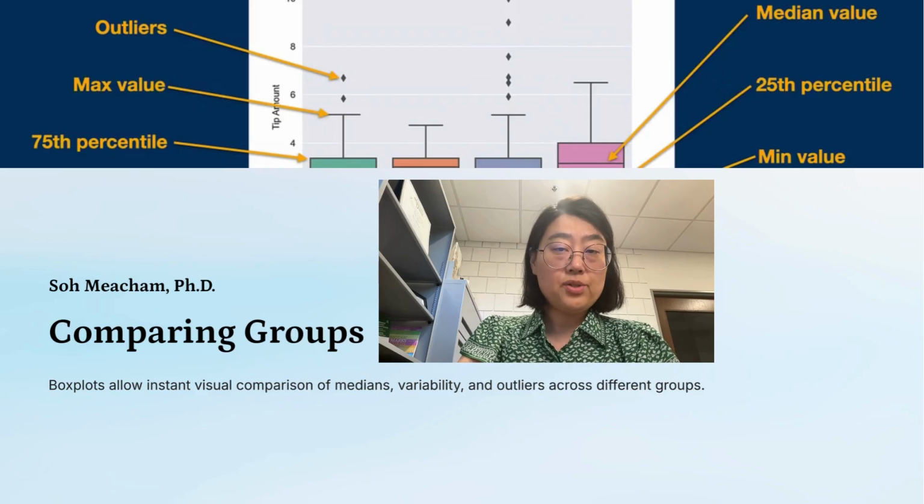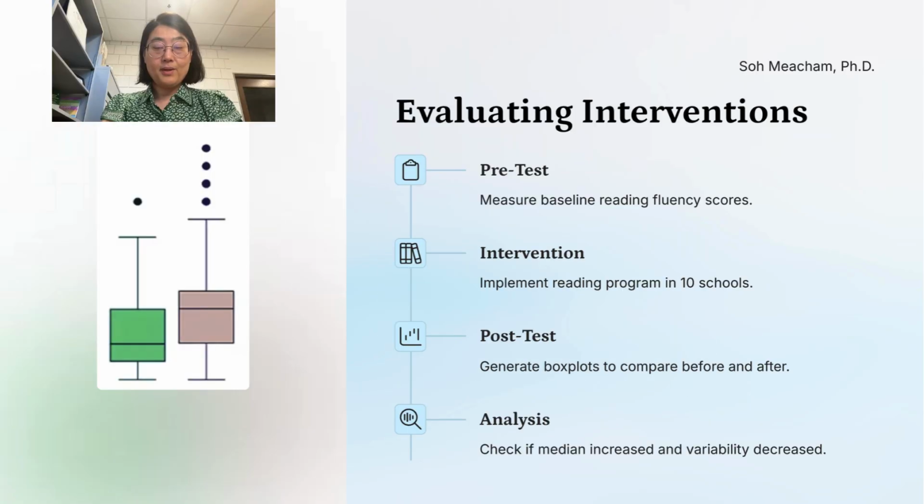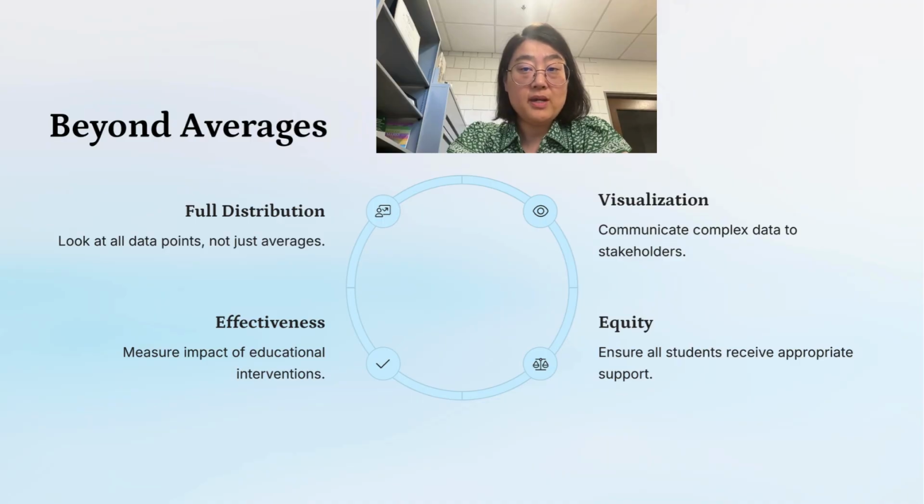The same applies to student performance, comparing math achievement by school, by teacher, or by intervention program. Let's say we run a reading intervention in 10 schools and want to see if it worked. We generate box plots of pre-test and post-test fluency scores. Even before running statistical tests, the visualization shows whether median scores increased and if variability decreased, strong indicators of program effectiveness. In education, data informs everything from policy to classroom practice.